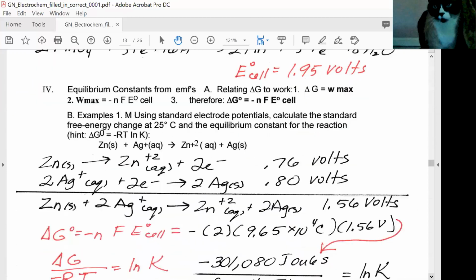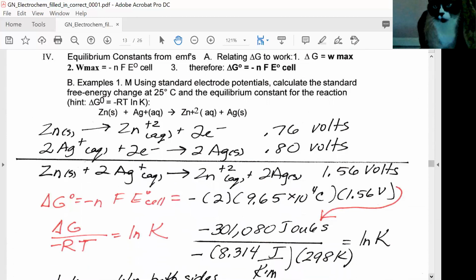So here's our example. So using the standard electrode potentials, calculate the standard free energy change at 25 degrees C and the equilibrium constant for the reaction. And then here's your hint of what you're going to need to use. The delta G at the standard state is minus RT natural log of K.